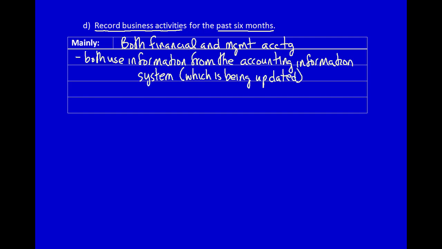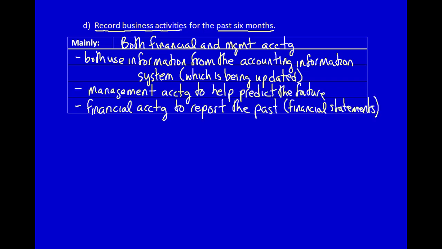Since we're recording the information into the accounting information system, the output can be used by both management accounting, who use historical information to help predict the future, or financial accounting, which report history in the form of the financial statements. Were you tricked into thinking it was just financial because of the past 6 months? Be careful, because if it references the accounting information system, it's used by both.